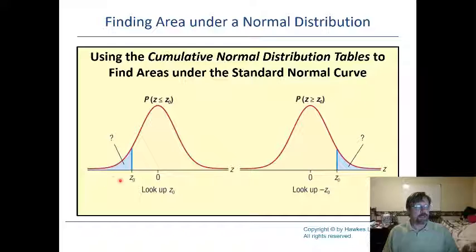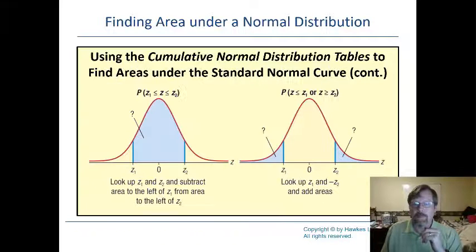If you want to find the area to the left of something, less than, you look up that value. If you want to find the area to the right, so the probability that something's greater than the value you've set as your limit, look up the negative of that value. If you want the probability that your answer is in between two values, look up the two values and subtract the area to the left of the smaller of them.